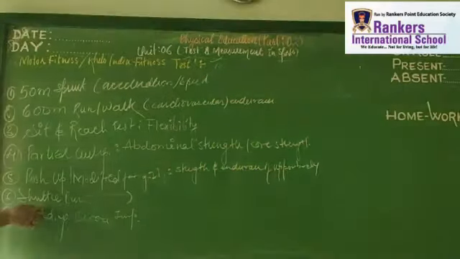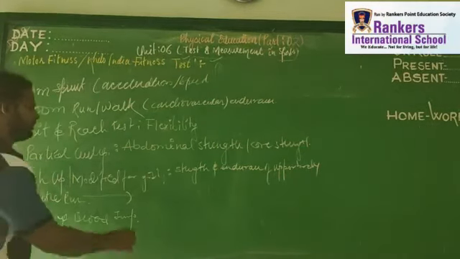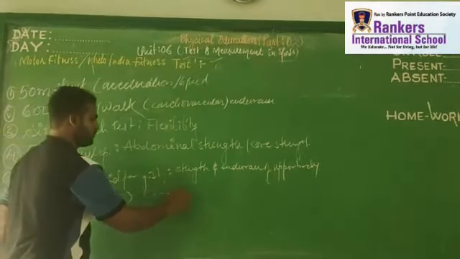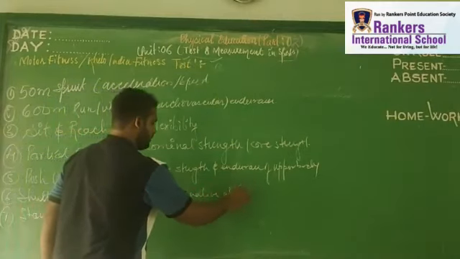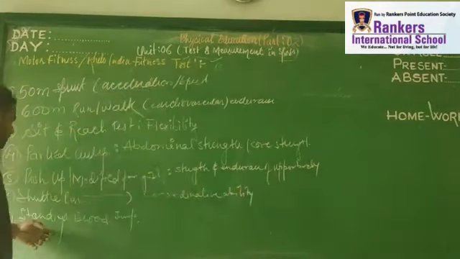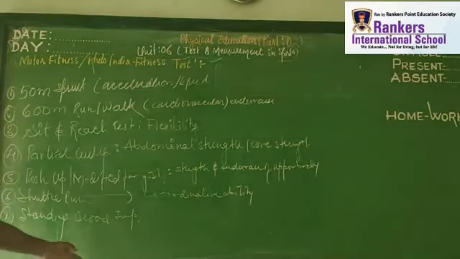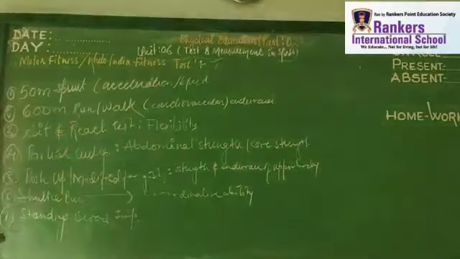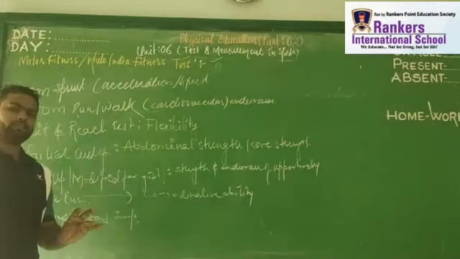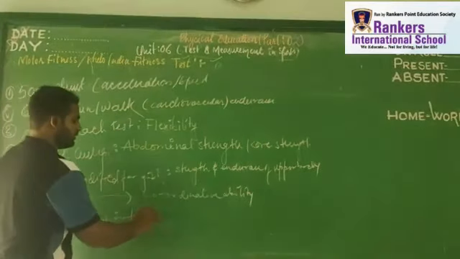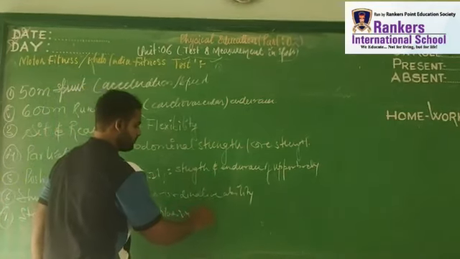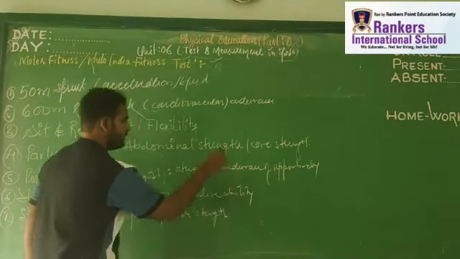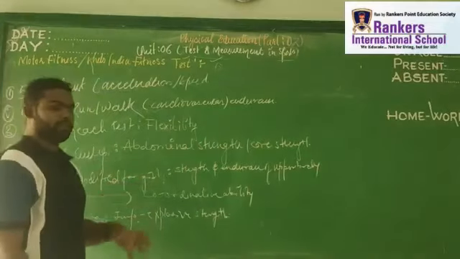The shuttle run measures the coordinative ability of the individual. If you talk about the standing broad jump, it involves three muscles: calf muscles, hamstring muscles, and quadriceps muscles. It measures explosive strength. This is about the Khelo India fitness test, right?